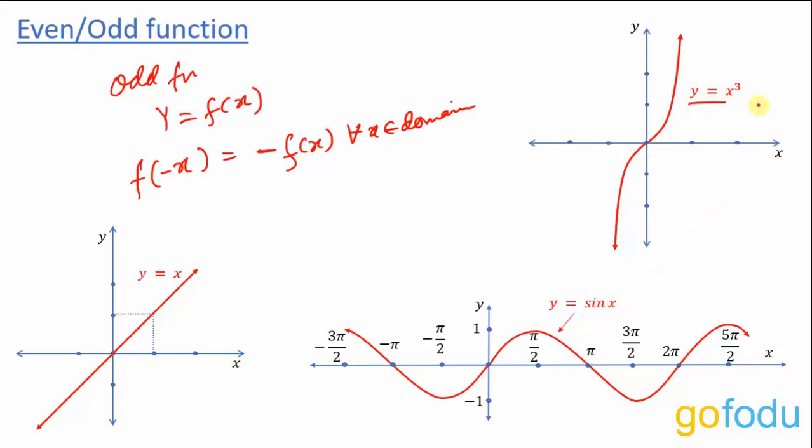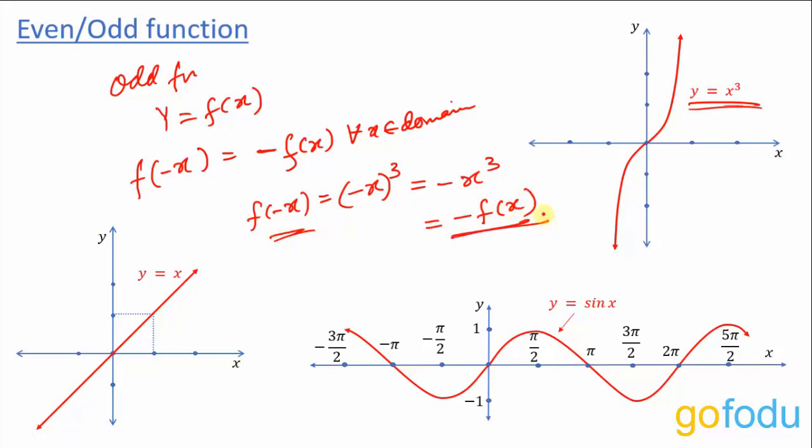Take y is equal to x cube. F of minus x will be minus of x whole cube. That would be minus of x cube. That is minus of f of x. So f of minus x is equal to minus of f of x. This is an odd function.